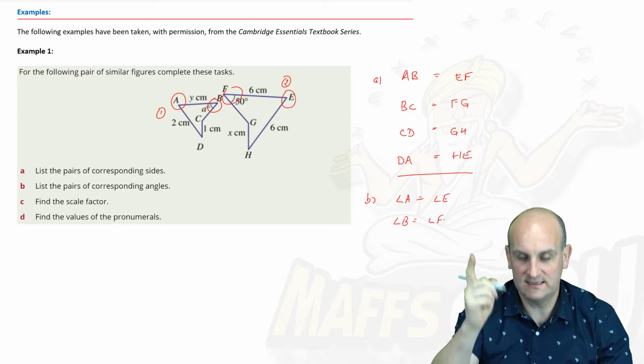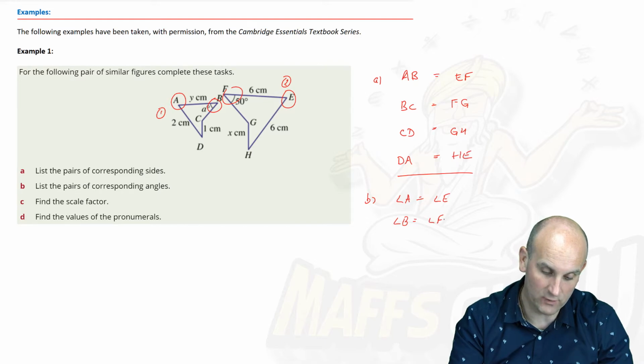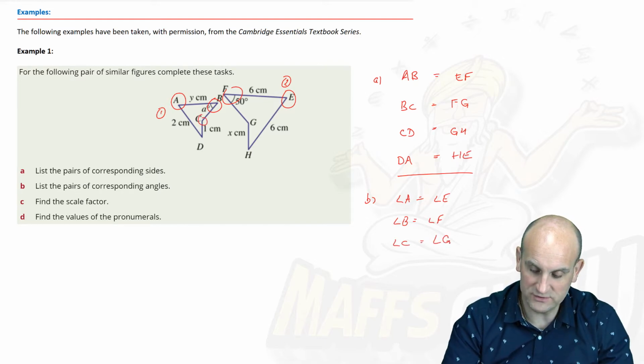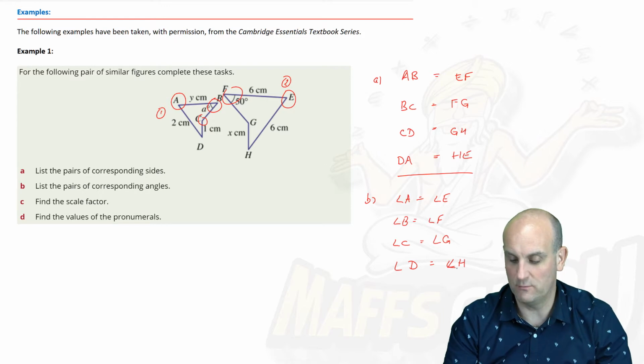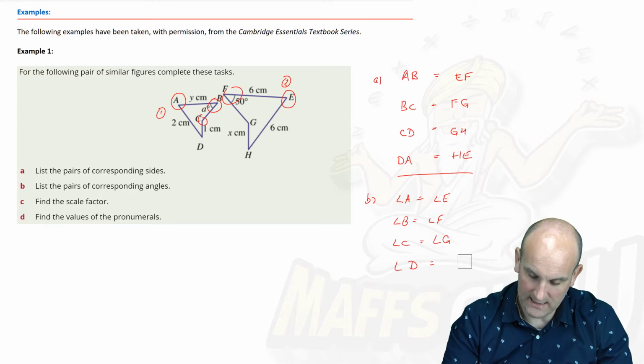That's not an L, it's an angle sign. And be very careful. I've got angle C would be equal to angle G, and that would leave angle D equal to angle H. And my angles are looking more and more like L's. Try that one again, which gives you angle H.